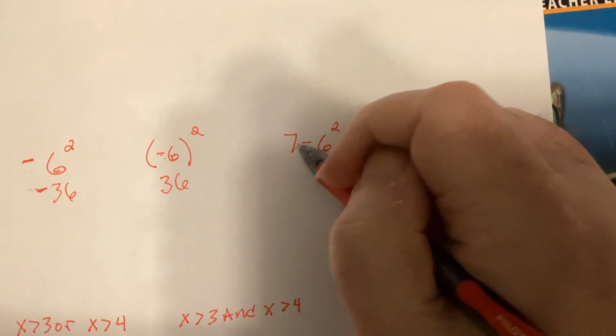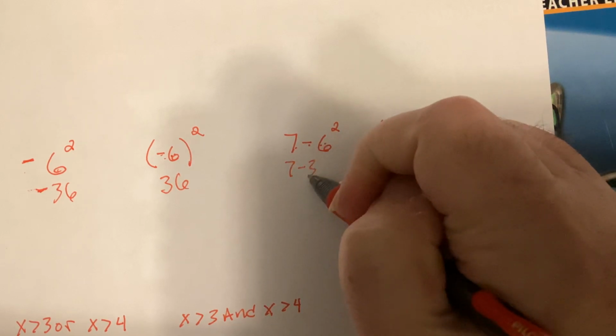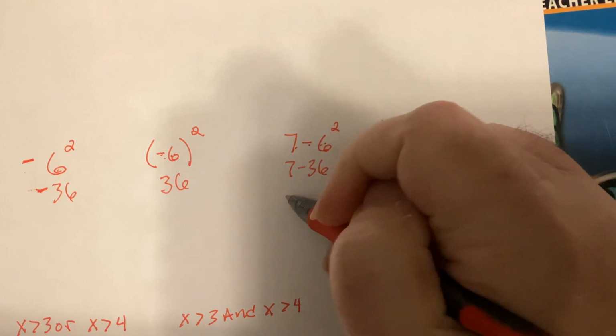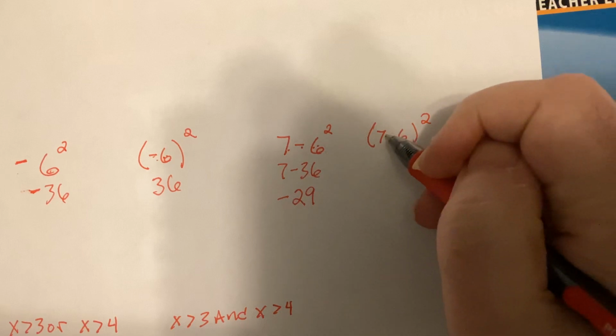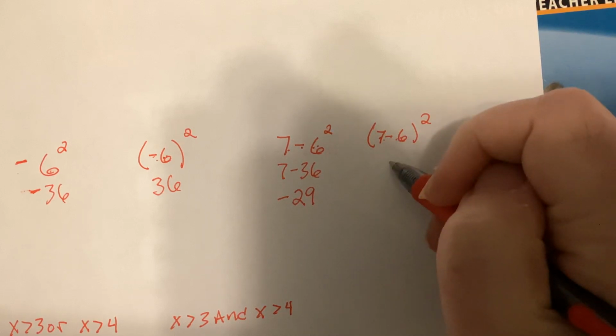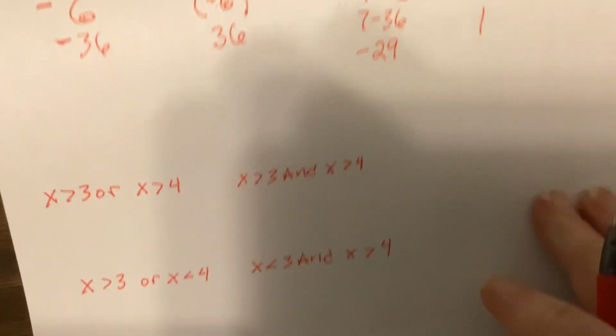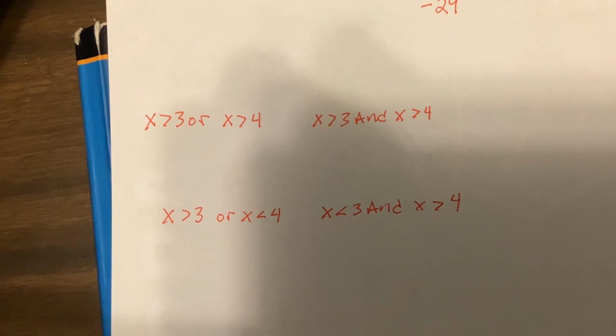So this is 7 minus 6 squared. 6 squared is 36, so it would be negative 29. And then in parentheses, 7 minus 6 is 1. 1 squared is 1. Okay, graph these 4. Then turn me back on.